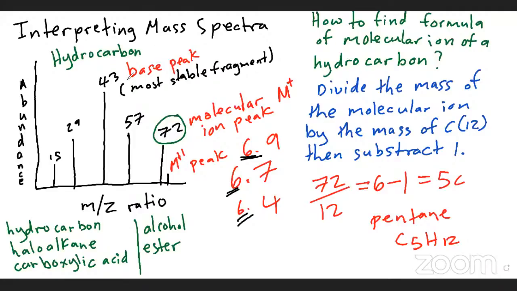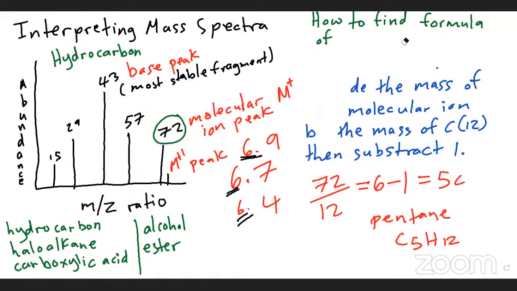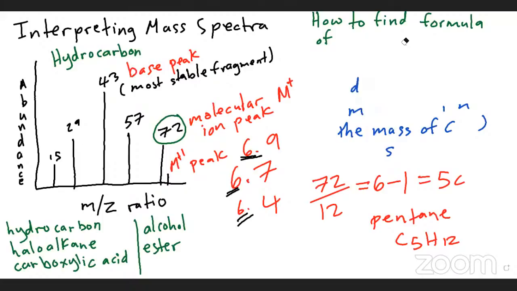I'm going to erase now. I can take a screenshot or a picture if necessary. I'm just erasing the right hand side. Now, how do we find the formula of our fragments? So the 57, the 43, 29, and 15.